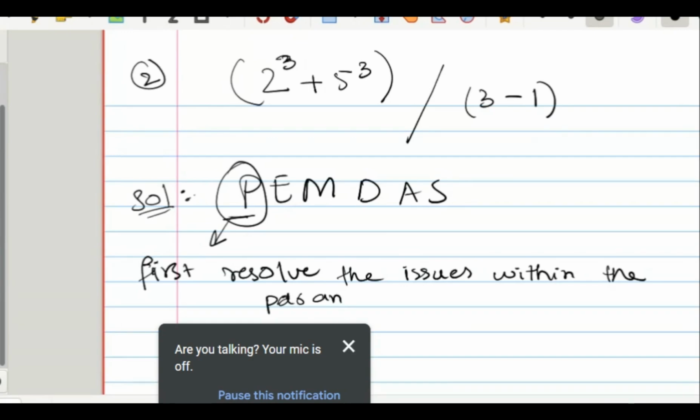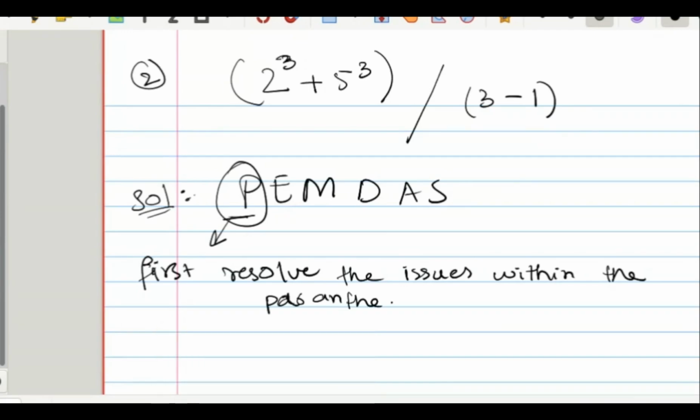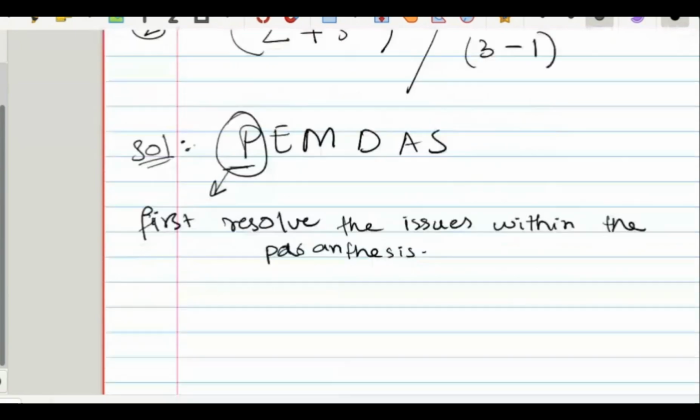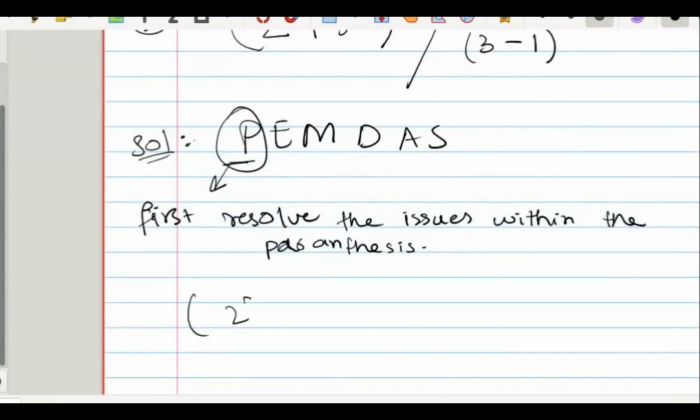So what are the parentheses here? We can easily see the parentheses. So we will first resolve the issue within the parentheses. What is the first parenthesis? The parenthesis in the numerator is this: 2 power 3 plus 5 power 3.